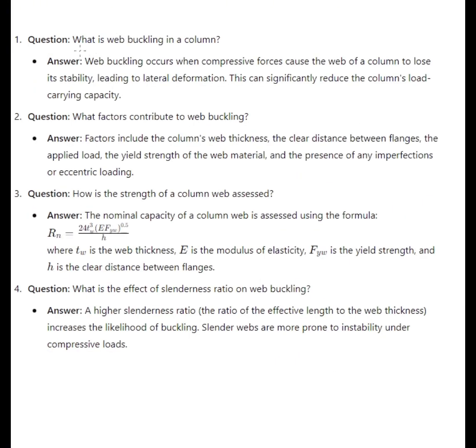So we have 4 questions to ask. What is the web buckling of the column? Web buckling occurs when compressive forces cause the web of the column to lose its stability, leading to lateral deformation. This can significantly reduce the column's load bearing capacity.